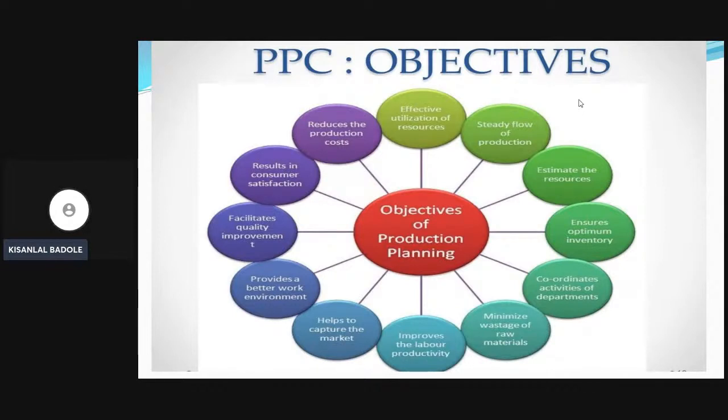Therefore the main objective of production planning and control, or any industry's main motto, is how to satisfy the customer demand. Customer को हम कैसे satisfy करें, that is the main motto. Because when you launch any product in the market, you face a lot of competition. That time you must fight. How is it possible? If the objectives of your planning are good.